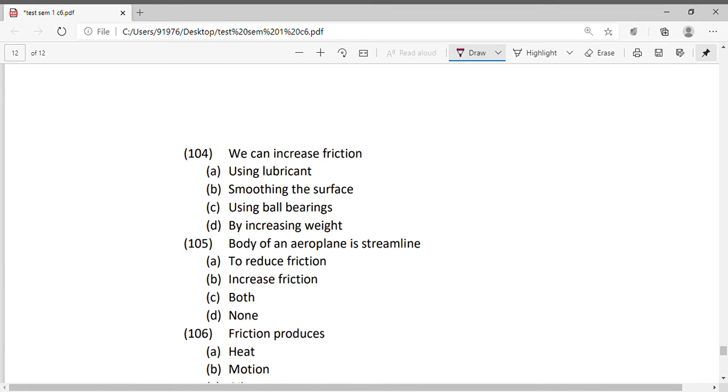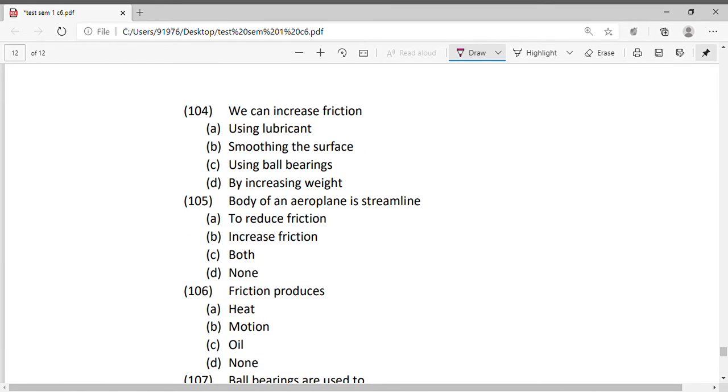We can increase friction. How can we increase friction? By using lubricant? No, by using lubricant it will become smooth and it will reduce friction. By smoothing the surface? No. Using ball bearings? No, it will reduce friction. So by increasing weight, yes, if you increase the weight of the object, in that case the friction will increase. So the answer is D, by increasing the weight of the object.